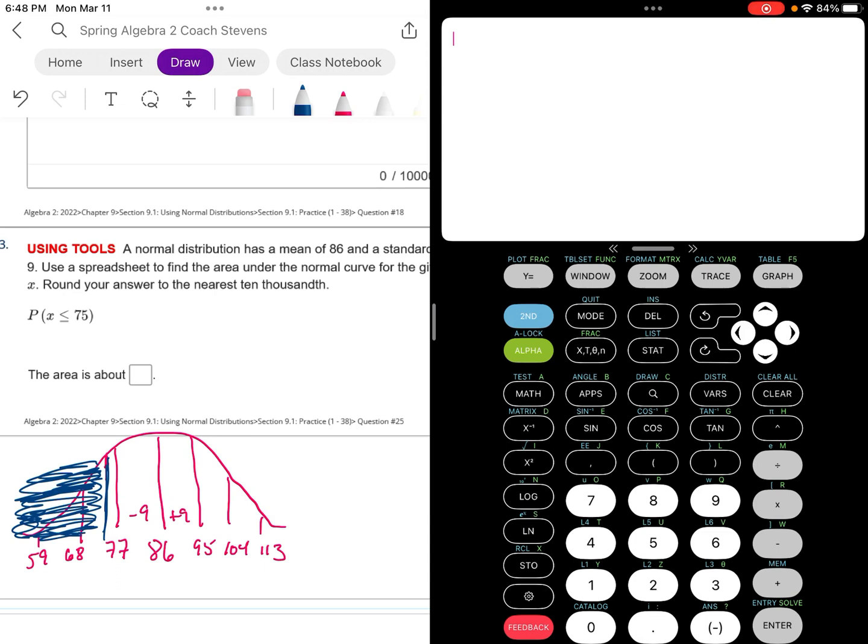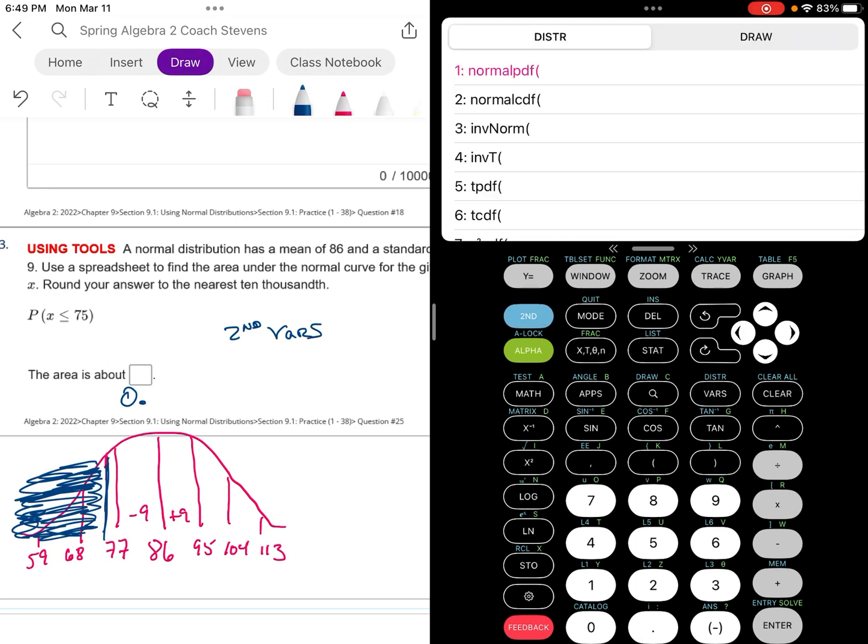And I would recommend drawing the picture and highlighting the area that you need to find. Again, we're going to put in our decimal for our area as a 4-digit decimal. I think Big Ideas wants it to precede with a 0, so 0 point something. So on the calculator, I'm going to press second, and then the VARS button to get to the distribution tab. Second VARS.